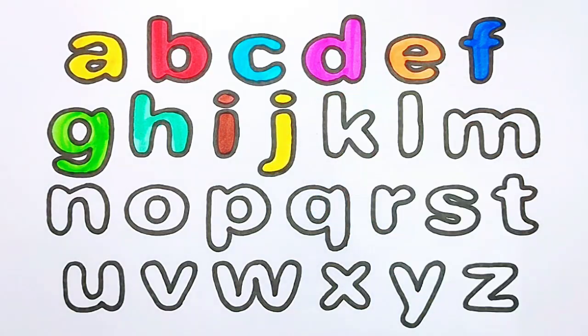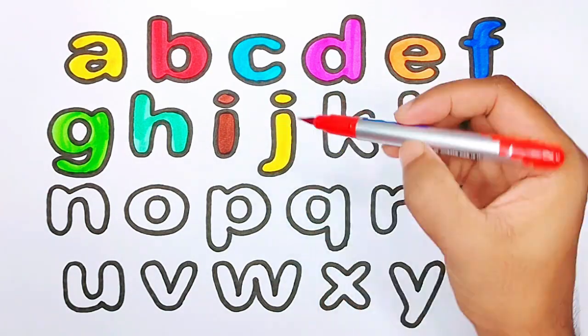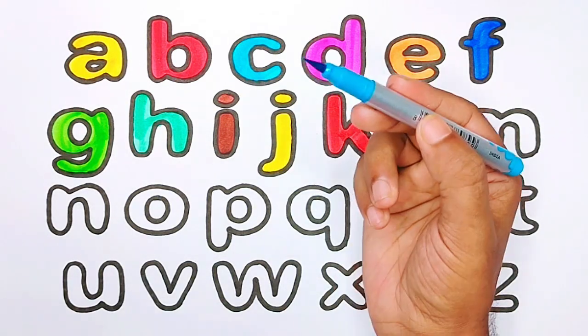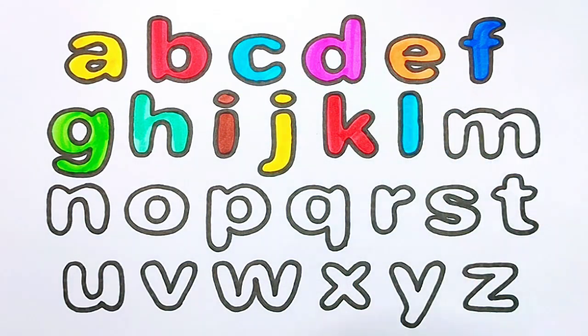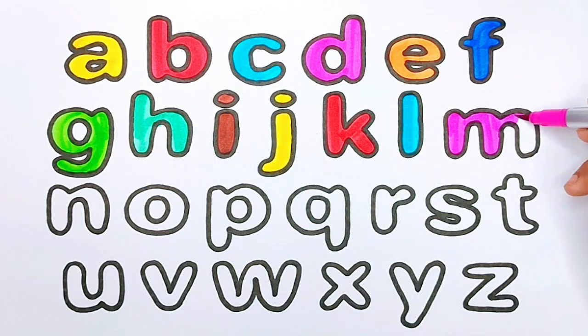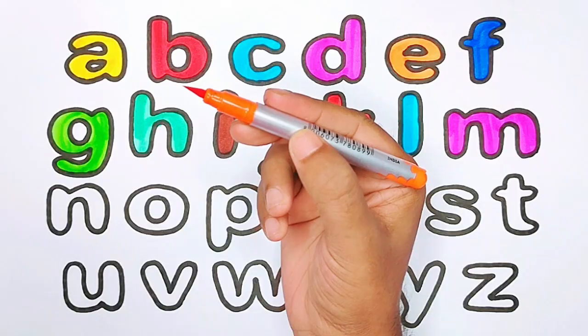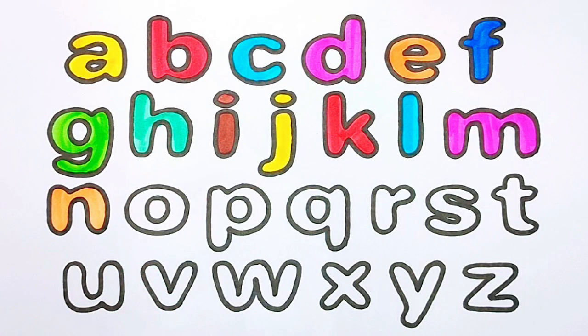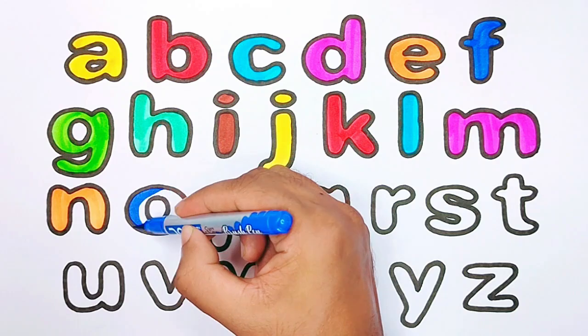J for jackfruit. Red color K. K for kangaroo. Sky blue color L. L for ladybug. Pink color M. M for marker. Orange color N. N for necklace. Blue color O.